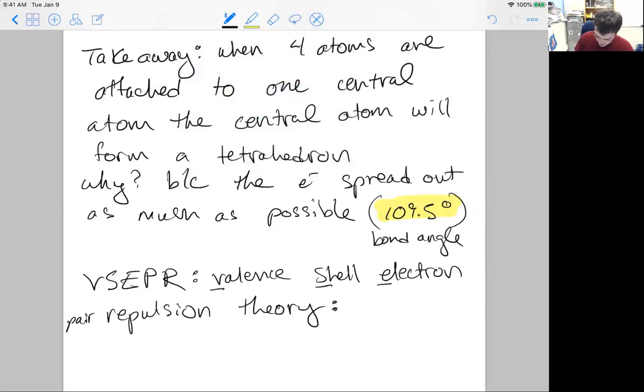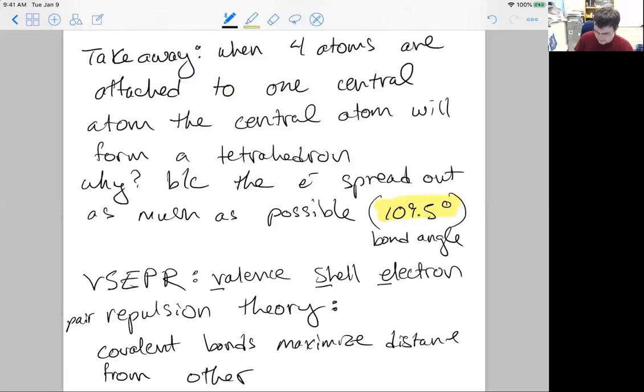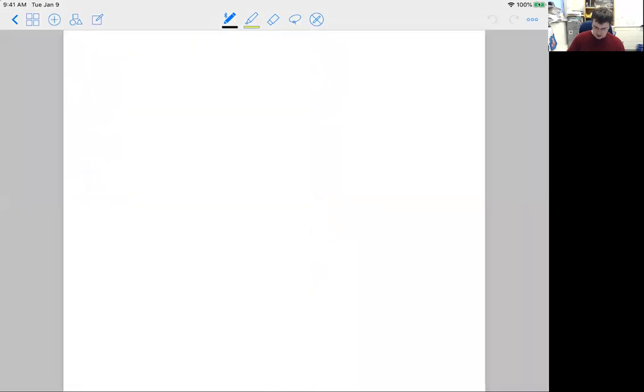So what this is saying is that covalent bonds maximize distance from other covalent bonds. And that's what we've been trying to emphasize here. So putting 90 degrees separation is not as good as putting 109 degrees separation. And we can go back to the original molecules that we looked at, and we'll do that sort of next time. But suffice it to say, a great takeaway is the idea of the tetrahedron.